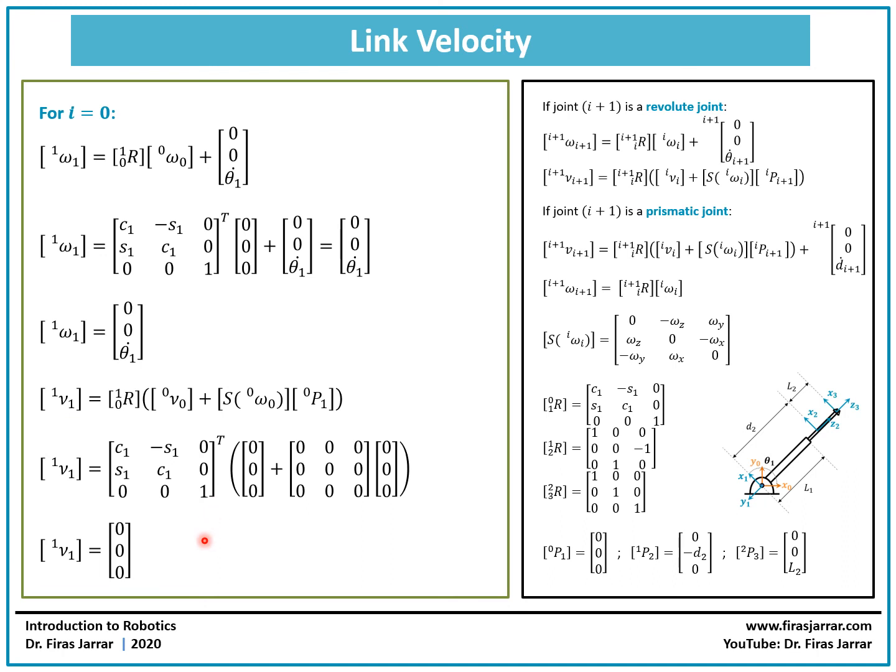And it makes sense that v1 is going to be equal to 0, as frame 1 has its origin attached to the origin of frame 0, and this will not change, so it will have a linear velocity of 0, and the angular velocity is going to be 0, 0, theta 1 dot.